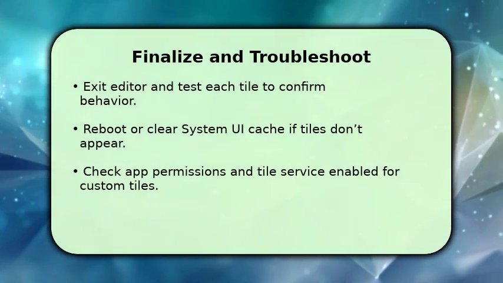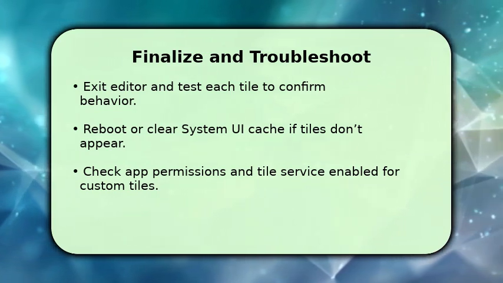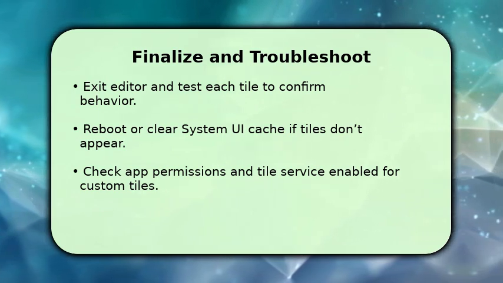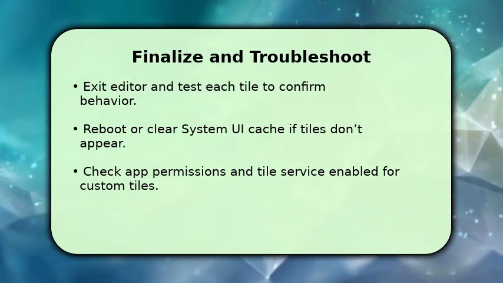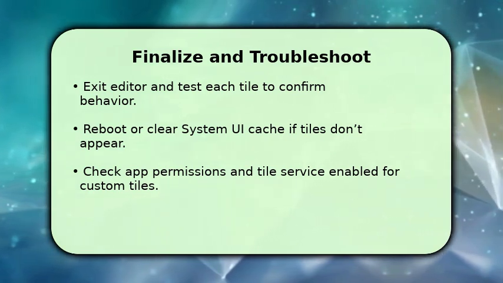Tap to verify each control activates the intended feature. If a tile is unresponsive or missing, reboot the phone first. That often resolves UI hiccups. If problems persist, clear the system UI cache or force stop the tile app, then reopen the editor.